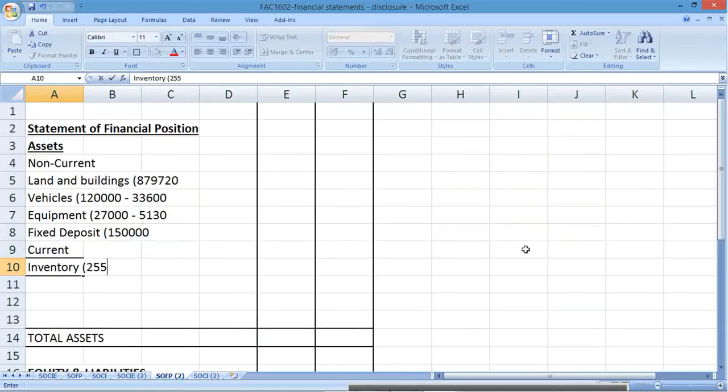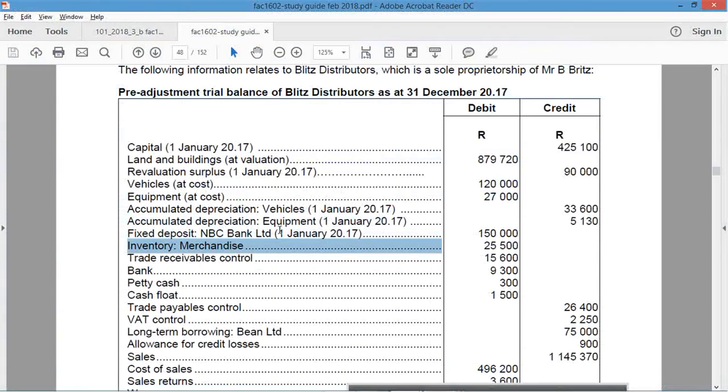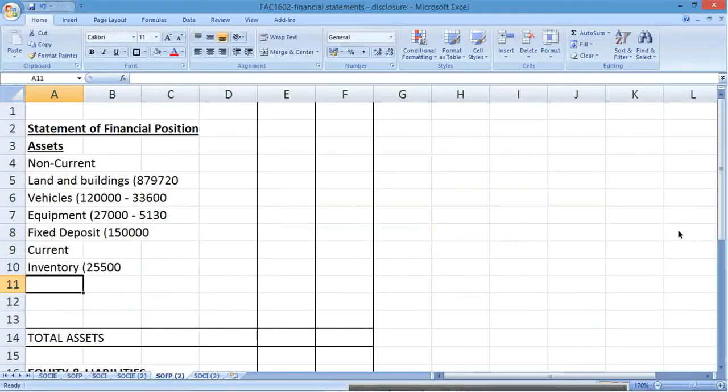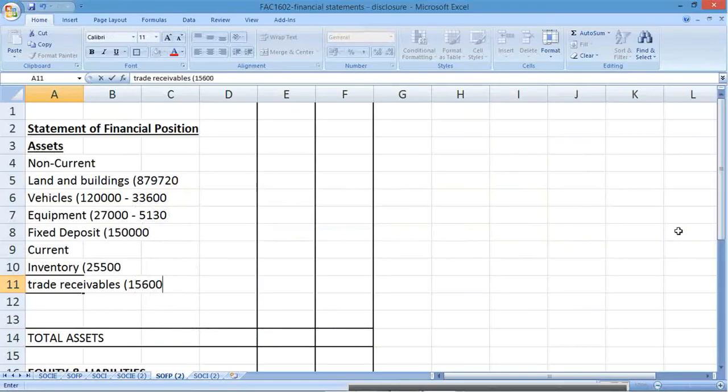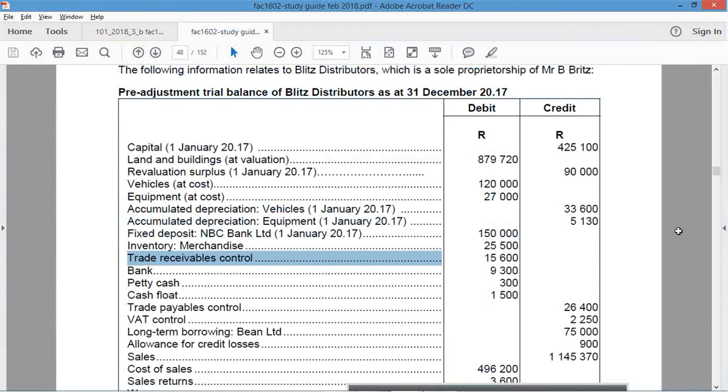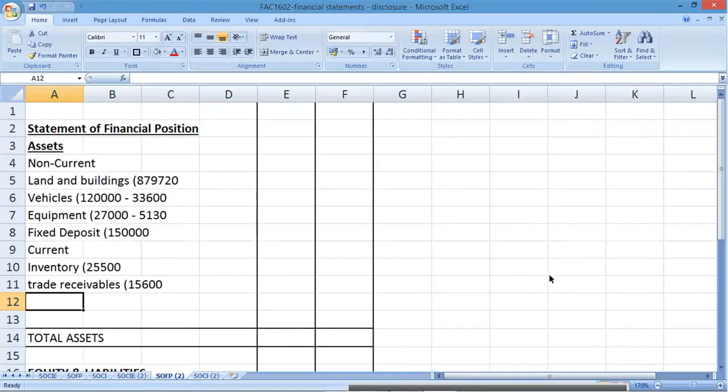$25,500. Trade receivables is a current asset. It's another name for debtors. $15,600. Bank is a current asset. That's now 3.